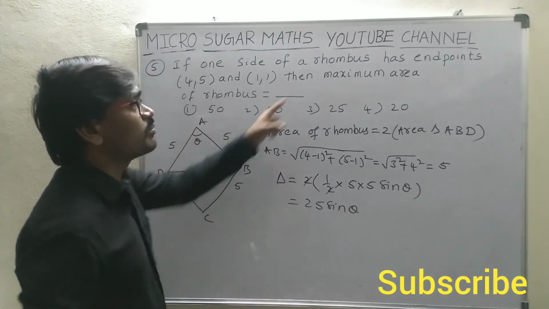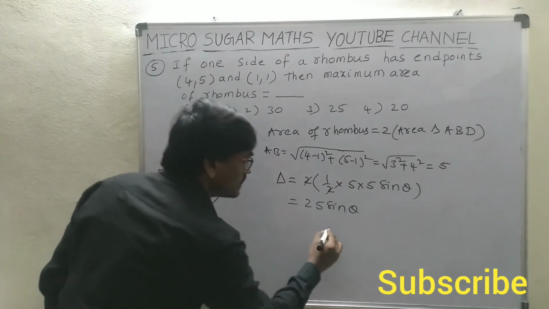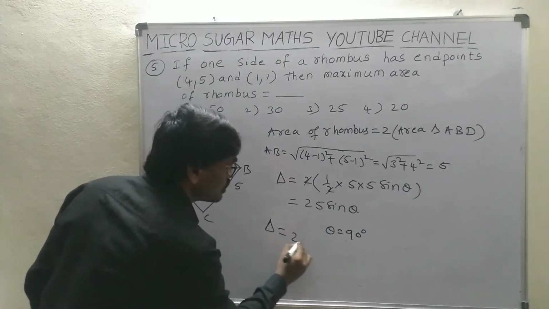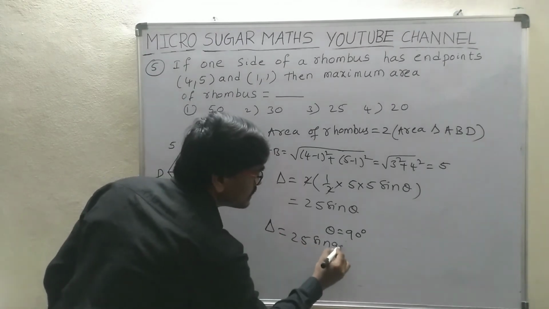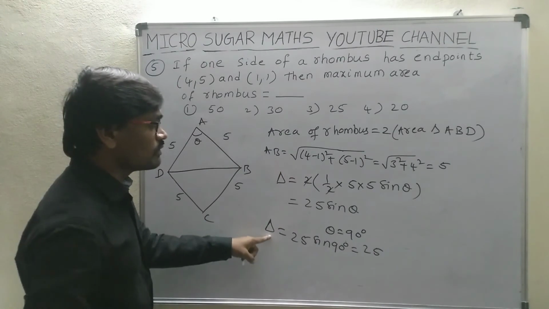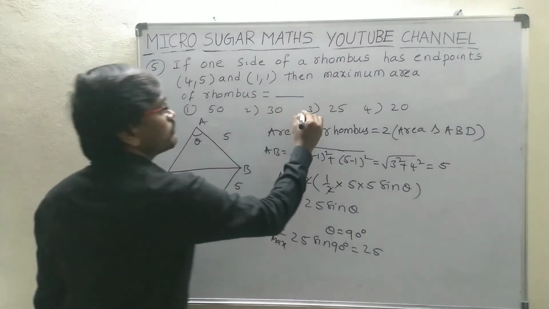Now students, we need the maximum area. Maximum area is possible when theta is equal to 90 degrees. Therefore, delta is equal to 25 sin 90 degrees. Sin 90 degrees value is 1. That's why our maximum area of the rhombus is 25, students.